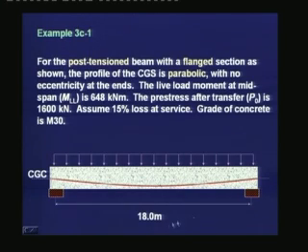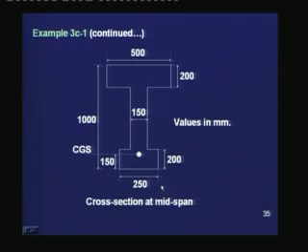We see that the span of the beam is 18 meters and the tendon is parabolic with zero eccentricity at the ends and maximum eccentricity at the middle. The cross section of the beam is, we have a top flange with width 500 millimeters and depth 200 millimeters. We have a bottom flange with width 250 millimeters and depth 200 millimeters. The width of the web is 150 millimeters. The total depth of the section is 100 millimeters. The CGS is located 150 millimeters above the soffit of the beam.